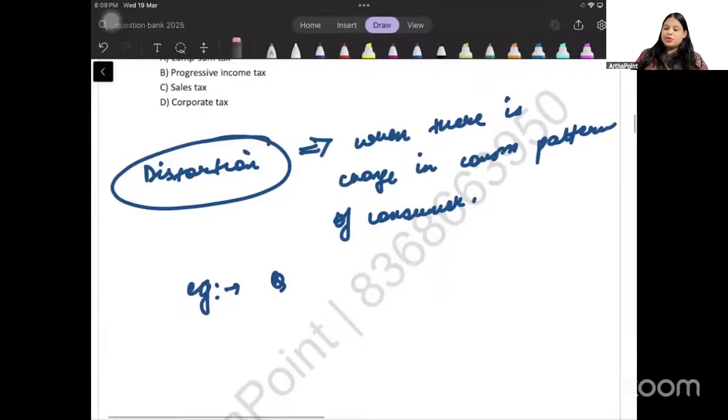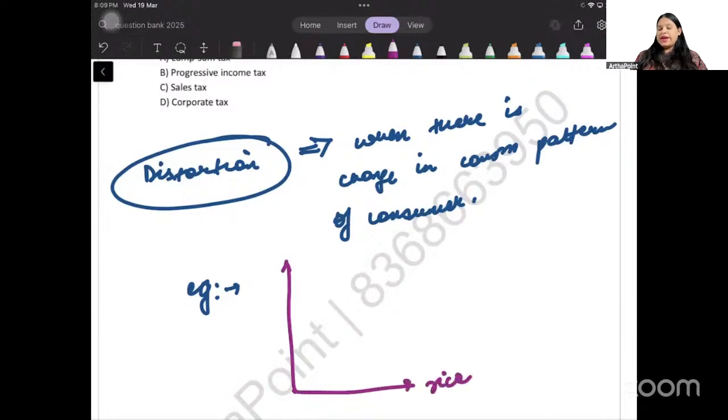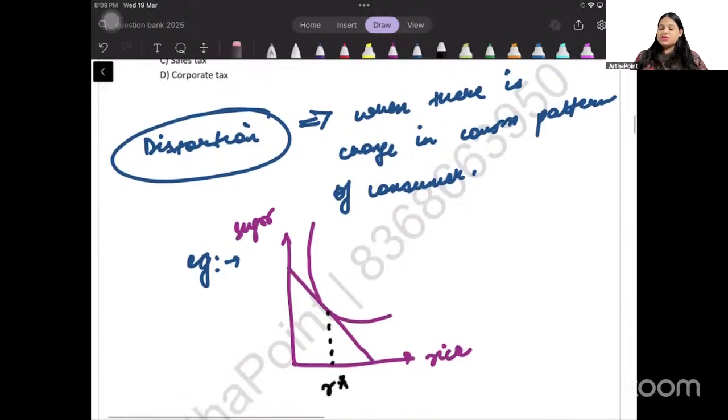जैसे for example I have two commodities, दो commodities है मेरे पास, rice and sugar. ठीक है, और मैं एक पर्टिकुलर कंजम्पशन कर रही थी. Suppose I was consuming R star amount of rice and S star amount of sugar. Now there is a tax beta on rice.